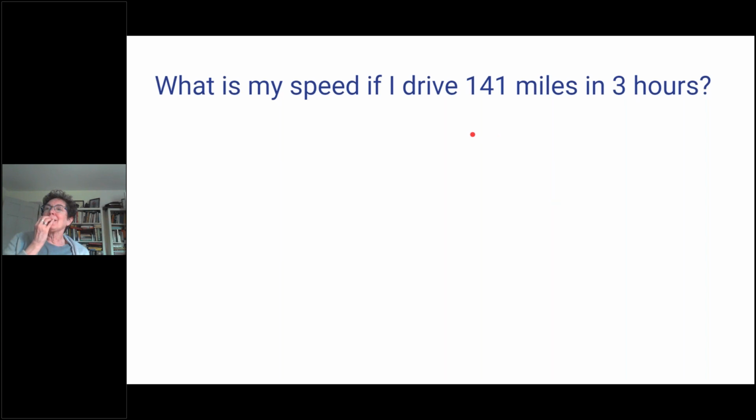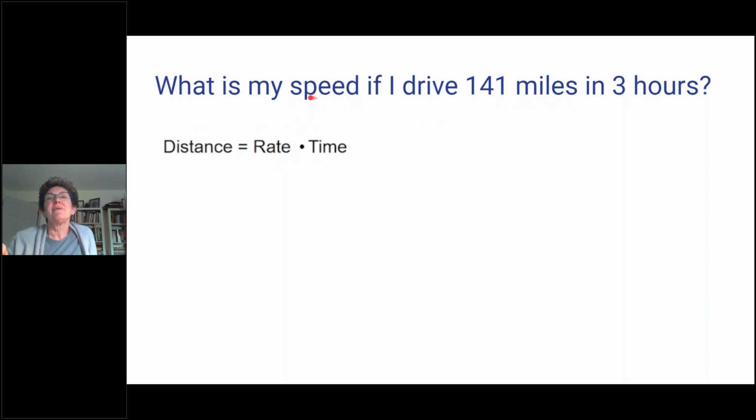So here's another problem. What is my speed if I drive 141 miles in 3 hours? It's asking me or telling me speed, distance, time. It's a distance equals rate times time problem. Let's see. What is it that I know? Do I know my distance? I sure do, 141 miles. Do I know my rate?